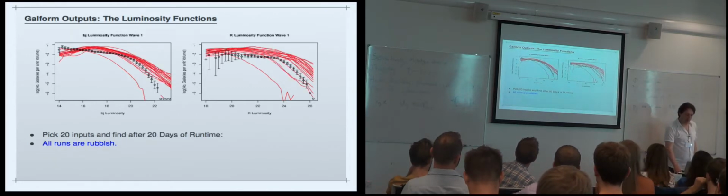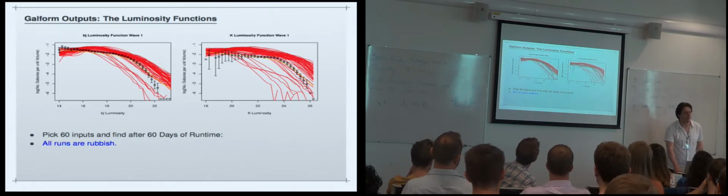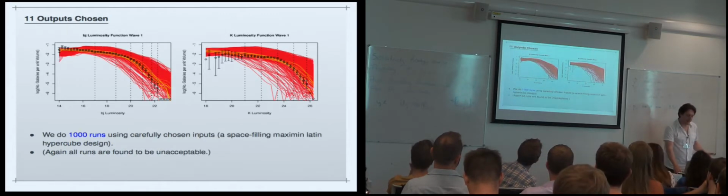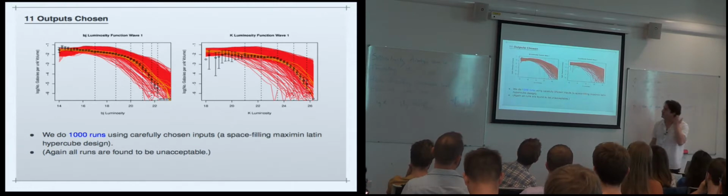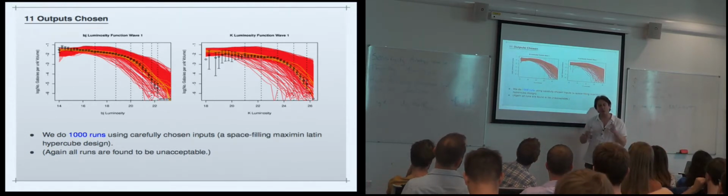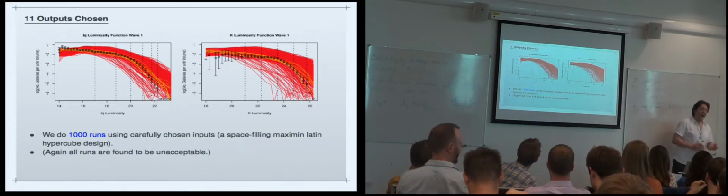So what do we do? Well, let's run it 20 times. All runs are rubbish. 40 times, rubbish. 60 times, rubbish. When I give this talk to the Galform people who made the model, I don't use the word rubbish, of course, as you can imagine. I forget what word I do use. Disappointing. Anyway. Okay, so what do we actually do? Well, we basically say to the cosmologists, you have a hard problem.